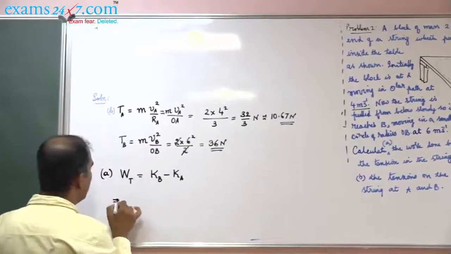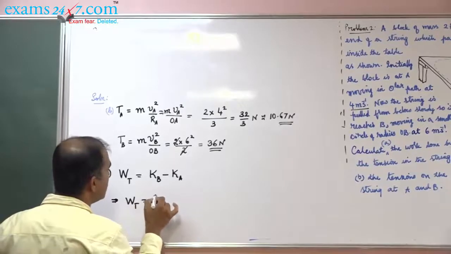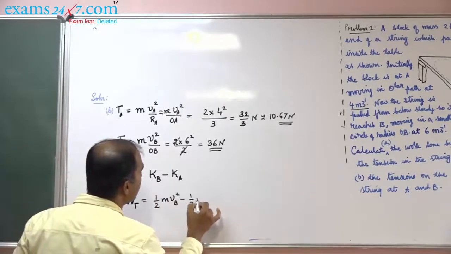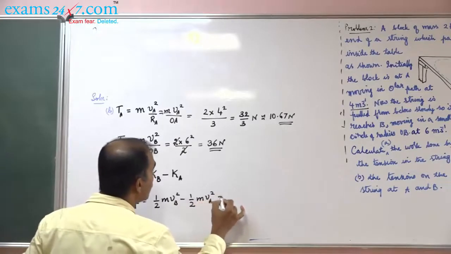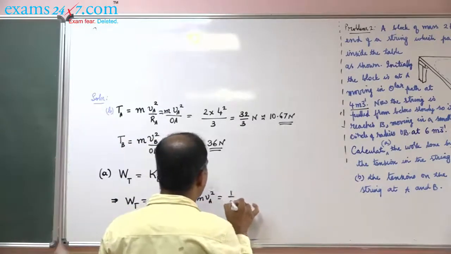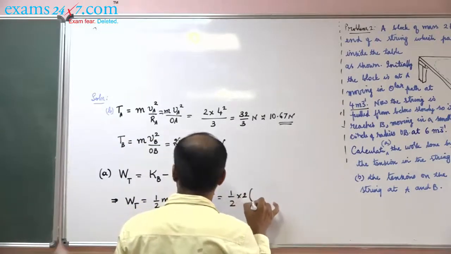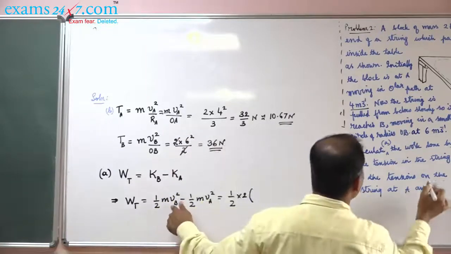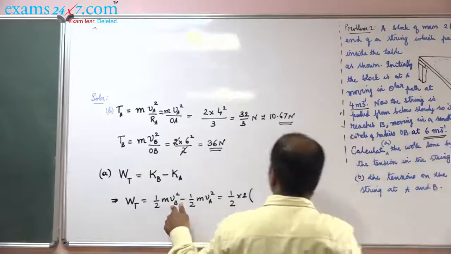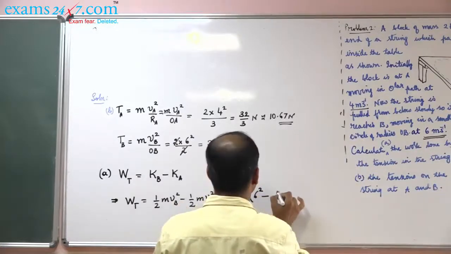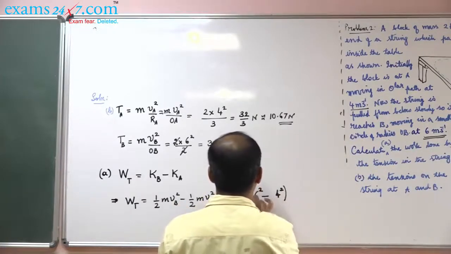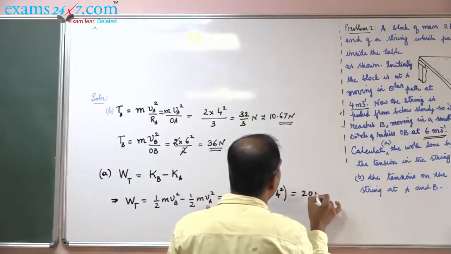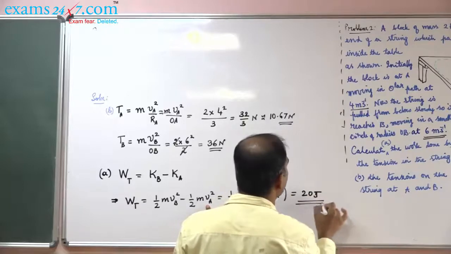So therefore work done by the tension force is half m Vb square minus half m Va square, that is half times mass, which is 2 kilos, times Vb square. Vb we have already found, 6 square, minus Va square, which is 4 square. 2 and 2 cancel out, 6 square is 36, so you get 20 joule.